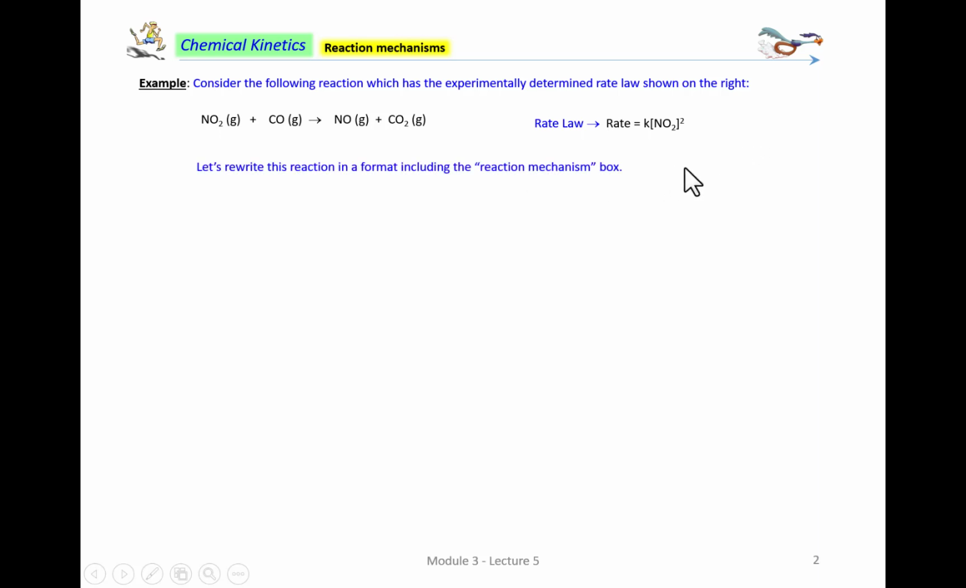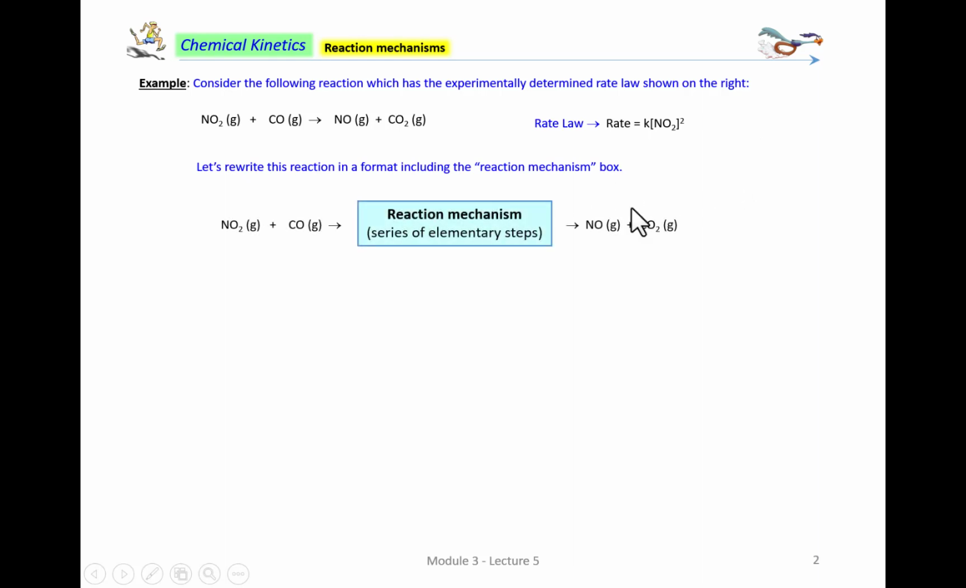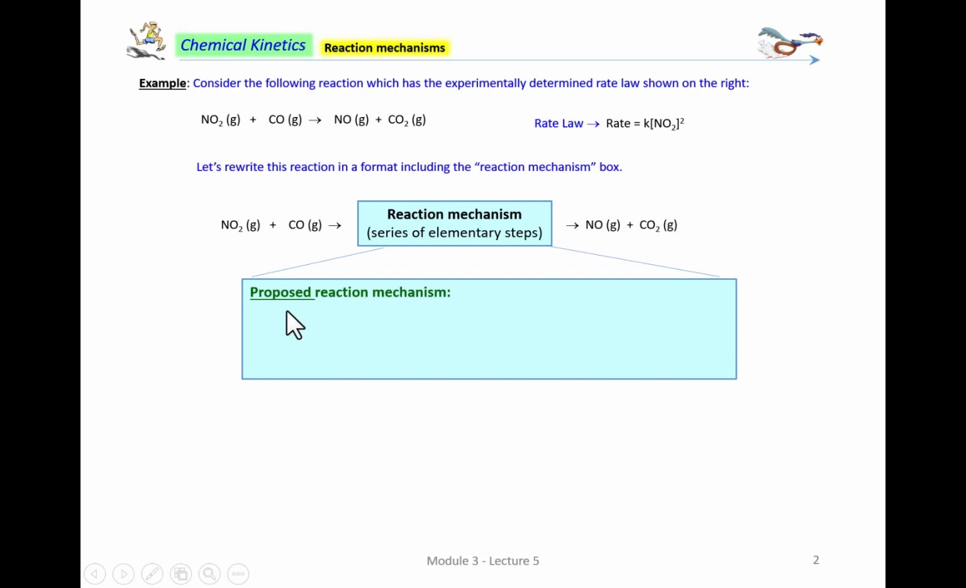If we rewrite this reaction, including the reaction mechanism box, it would look like this. Here are our reactants, NO2 and CO. Here are our products, NO and CO2. We'd like to make some guesses as to what's going on in this box to go from reactants to products, and our guesses need to give us a rate law that's consistent with what we find experimentally. So I'm going to expand this box so I can write in it, and we're going to propose a reaction mechanism, and our reaction mechanism is going to be a two-step reaction mechanism.